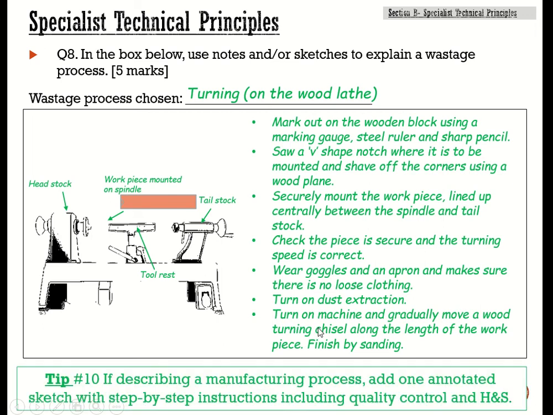So tip number 10, if you're describing a manufacture process, add 1 annotated sketch, maybe 2, with step-by-step instructions including quality control and safety. That's how you get the marks.